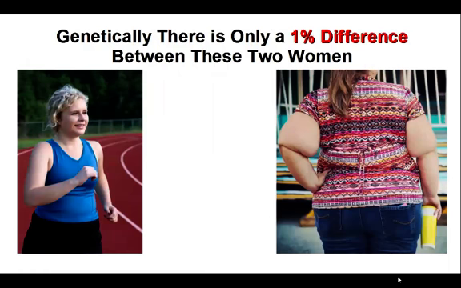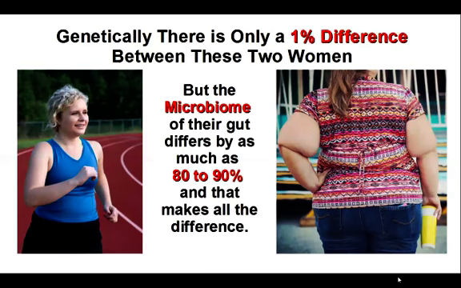Humans are about 99.9% identical to one another as it relates to their human genes. However, they could be 80 to 90% different from one another in terms of their microbiome. A great example of this is in the area of weight management and obesity issues. More and more research is showing that this is not a human genetic issue, but rather a microbiome issue.